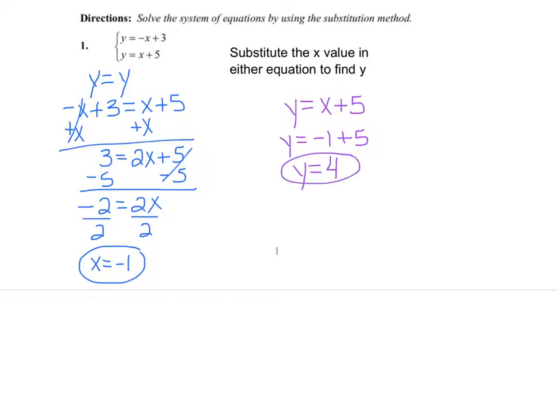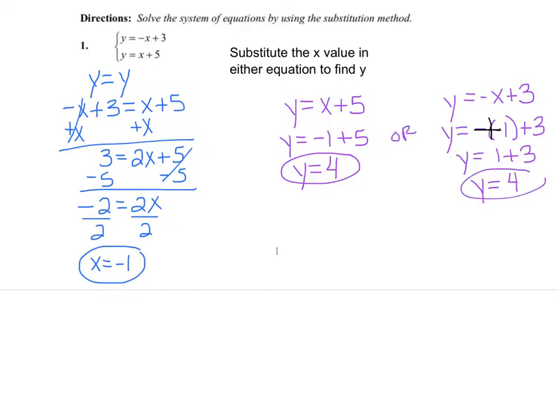So y equals 4. Now, say you picked the first equation instead, y equals negative x plus 3. You're still going to plug in your negative 1 for your x. So y equals, you have a negative from the x, a negative 1 plus 3. You have 2 negatives, and that gives you a positive. So you have 1 plus 3. Therefore, y equals 4. So it does not matter which equation you pick. Either way, you will get the same answer.